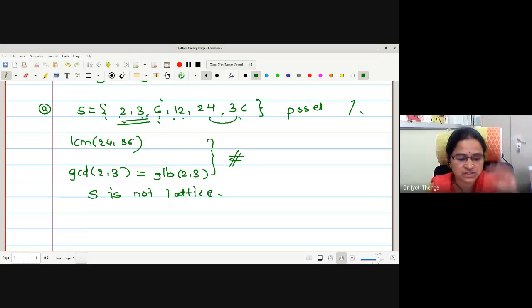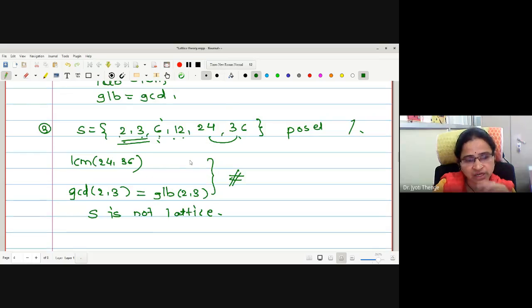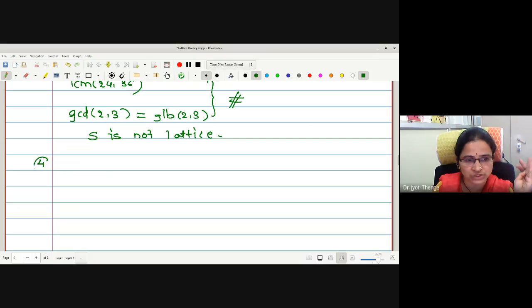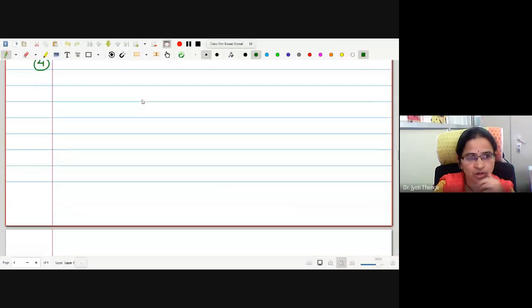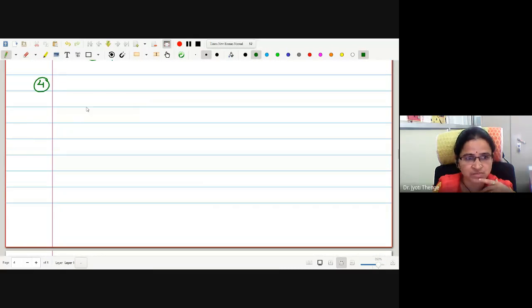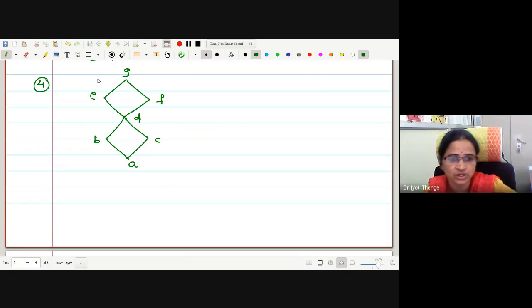Okay. Now, sometimes instead of giving the set with the relation, Hasse diagrams are given to us, and we are asked to find out whether the Hasse diagram represents a lattice or not. So let us try to understand with one simple Hasse diagram. Here is the Hasse diagram drawn like this. The names are A, B, C, D, E, F, and G. First we'll try to understand the Hasse diagram. A is the minimal element, and A precedes B, A precedes C.